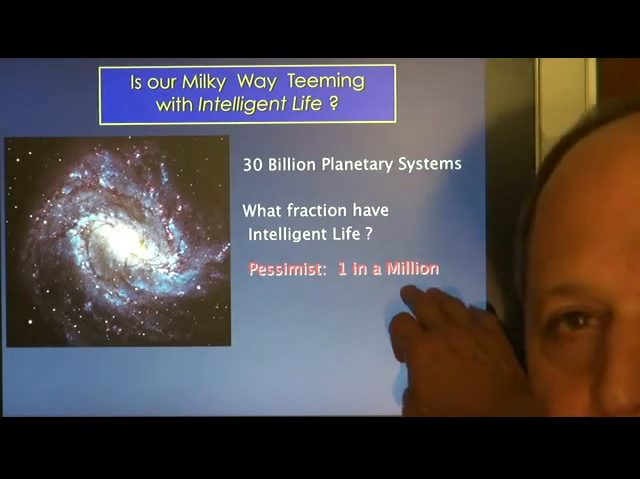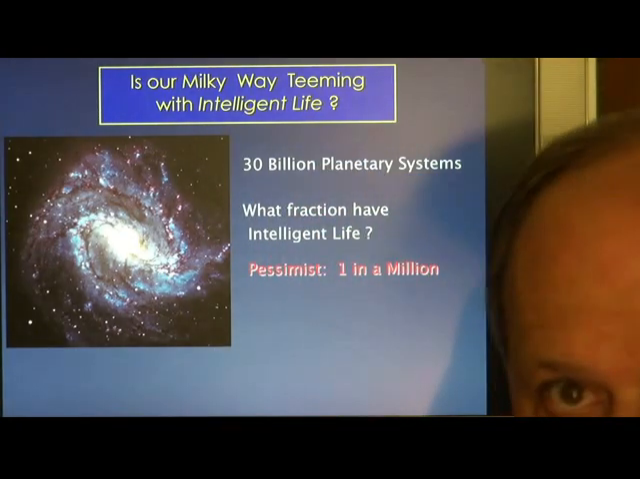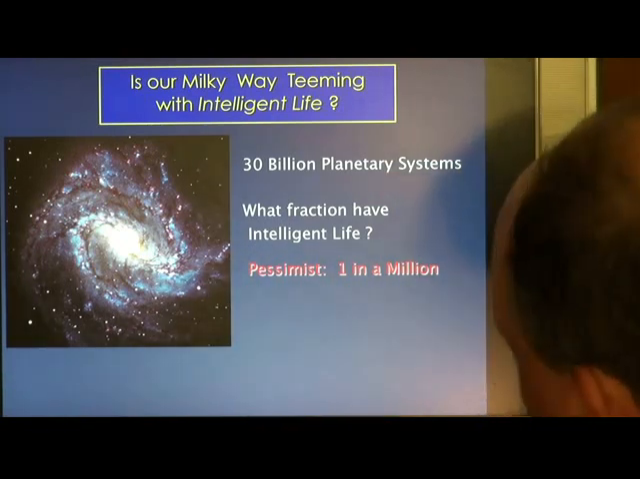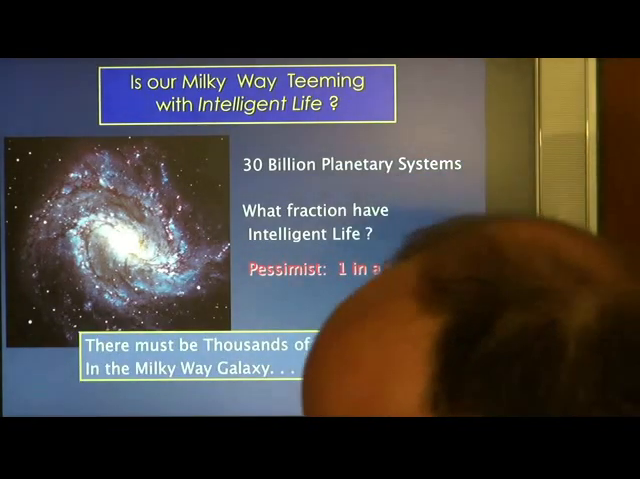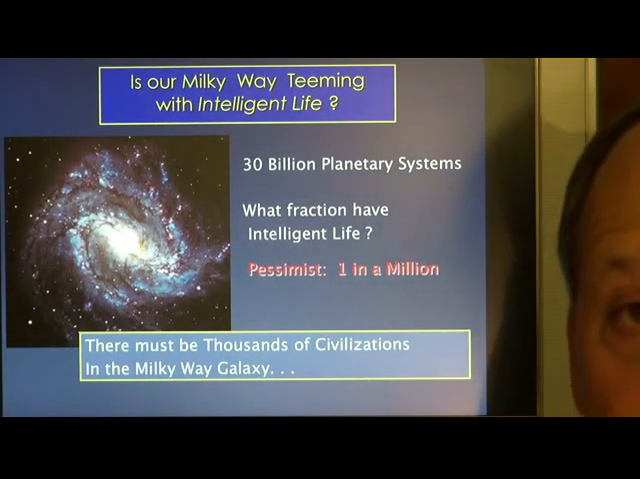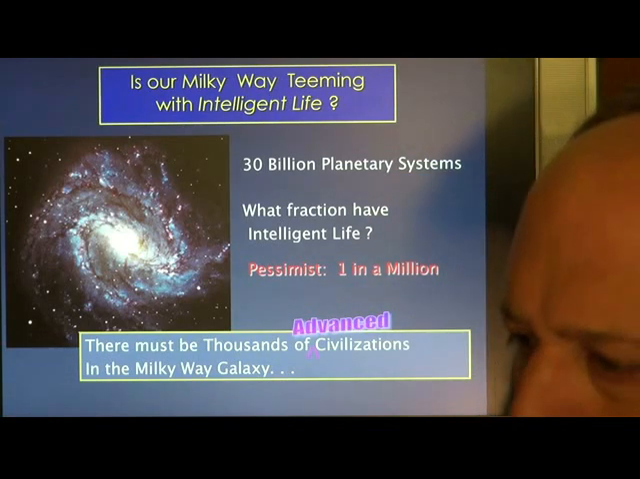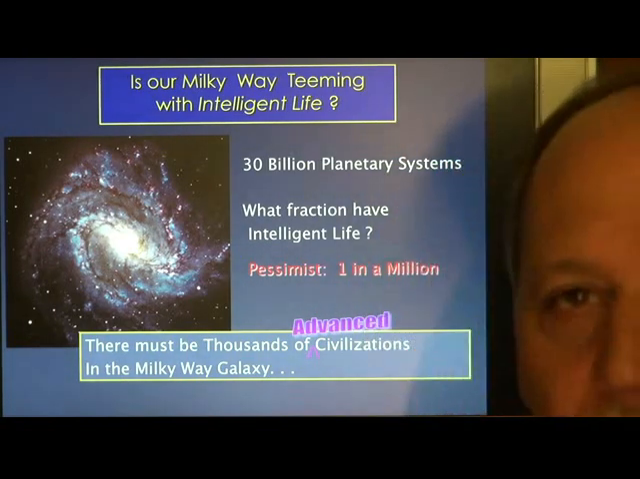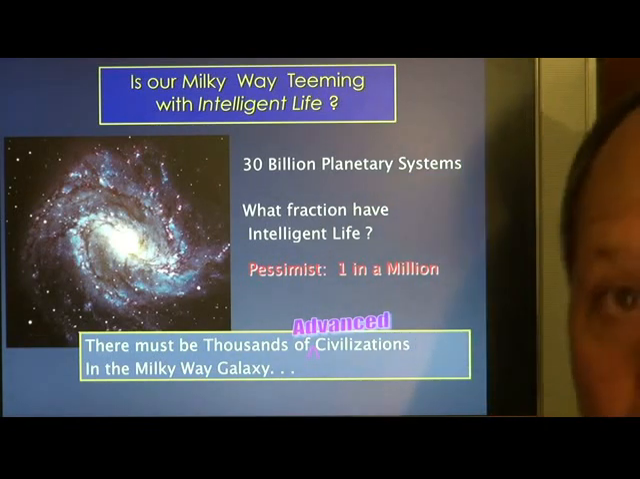With 1 in a million chances for intelligent life on 30 billion planetary systems, you can multiply 1/1,000,000th times 30 billion, and of course you get an answer in the thousands. The Milky Way galaxy must be teeming with intelligent life, with thousands of civilizations, many of which, of course, would be advanced technologically compared to us. Why advanced? Well, because they may have been born thousands or even millions of years before us, in which case they've been developing their science and their technology for thousands or millions of years longer than we have.